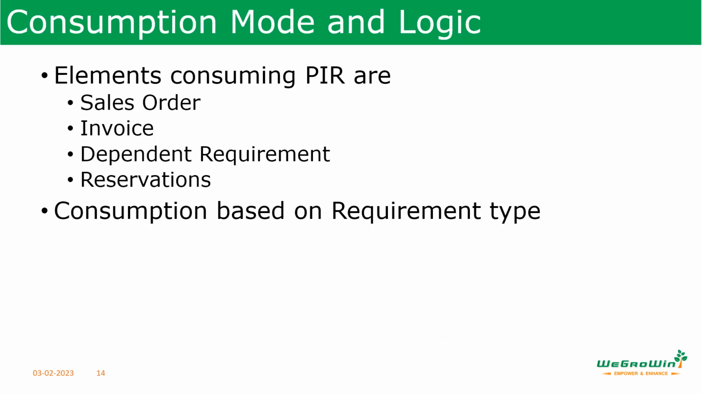So when we have this consumption, with backward, forward and the period, what are the consumption elements? The elements are when you create a sales order, or when you create an invoice, or it may be a dependent requirement, or a reservation. All these things we can configure in the system and define which are to be considered in the consumption of the plan. The consumption will happen based on the requirement type. This is the configuration from the production planning and SD point of view. You can discuss with those users and consultants.